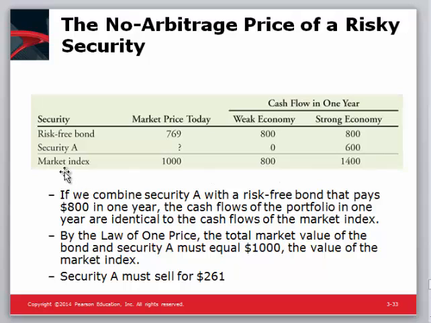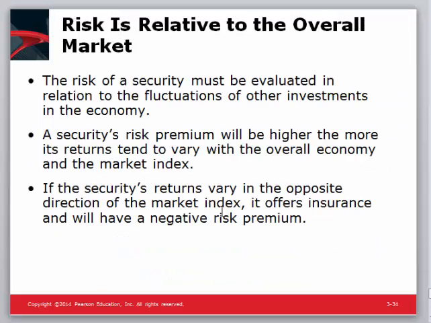We say, look, a market index's value is 1,000. This is a 10% rate of return. How do we find this missing price? If the cash flows are the same as the market index, then it has to provide the exact same price. So all we need to do is subtract here, and we would find that security A, since it helps to create the market index, and the market index has a price that we already know about, is going to have to sell for $261. If not, then there are arbitrage opportunities.